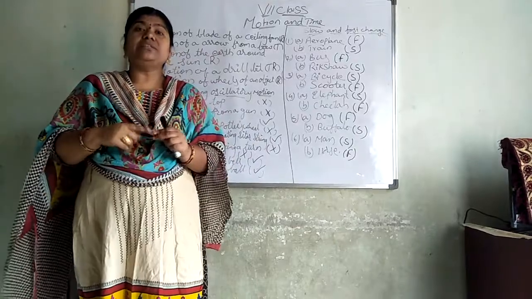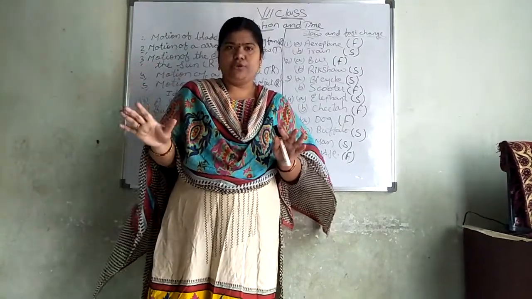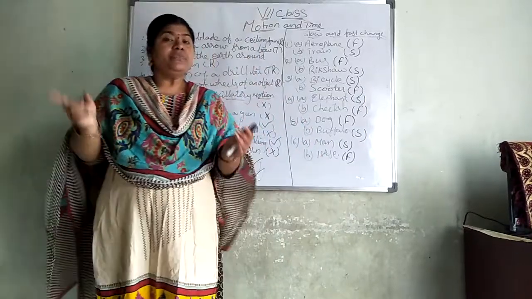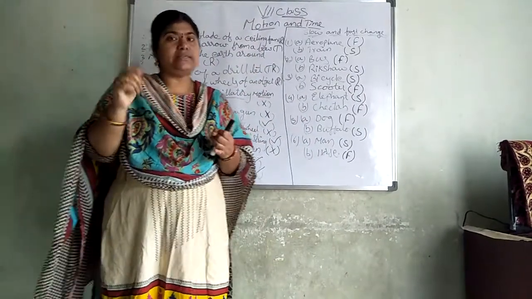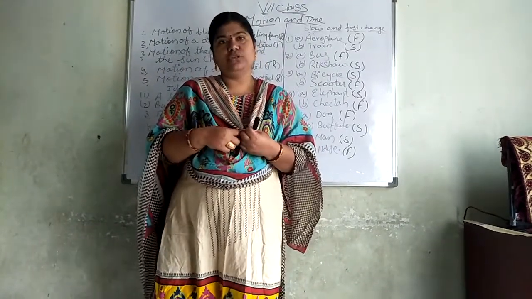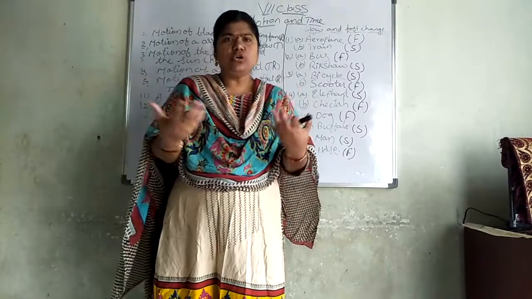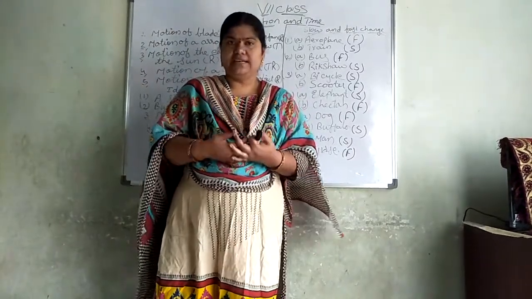What is uniform motion? If an object moves equal distance in equal intervals of time, it is called uniform motion. What is non-uniform motion? If an object moves unequal distance in equal intervals of time, that is called non-uniform motion. What is translatory motion? If all the parts of the object are in motion, then we will say it is translatory motion.